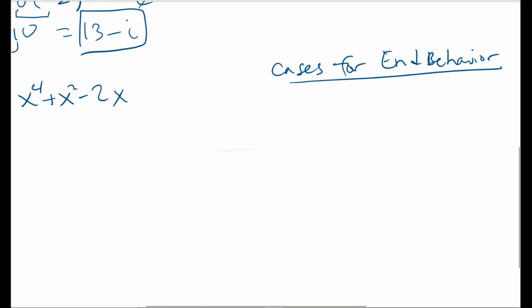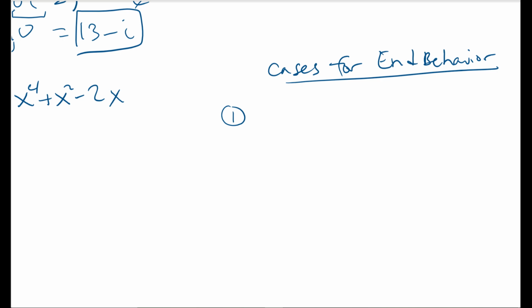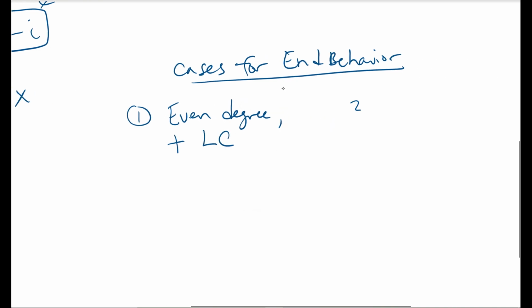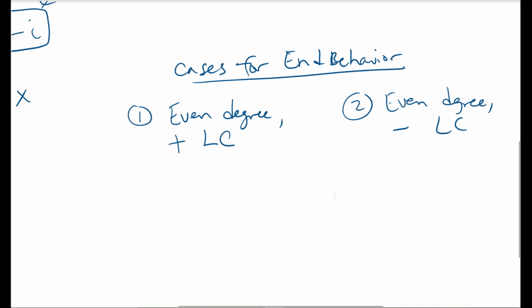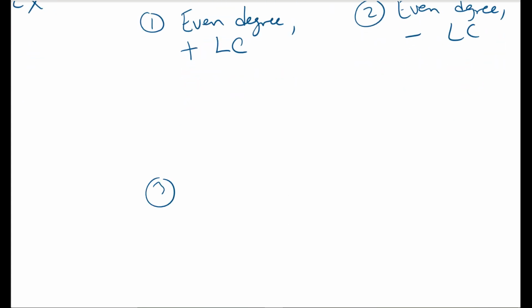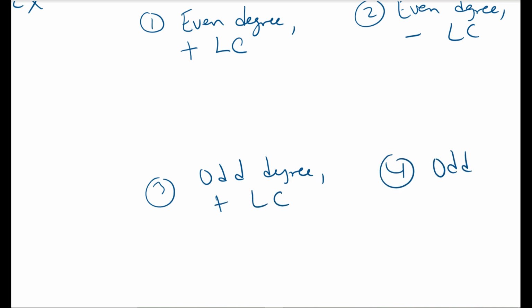Okay, so the first case, and we'll just say this is the first case, is when you have an even degree and a positive leading coefficient. Second case is when you have an even degree and a negative leading coefficient. Then you have your third case, which is odd degree, positive leading coefficient, and then lastly, odd degree and negative leading coefficient.